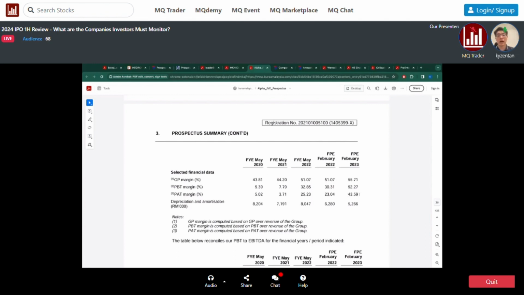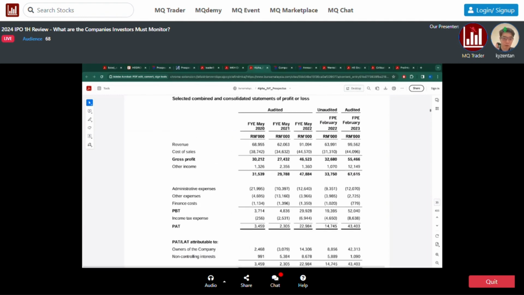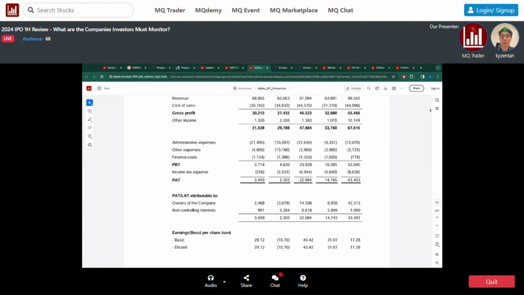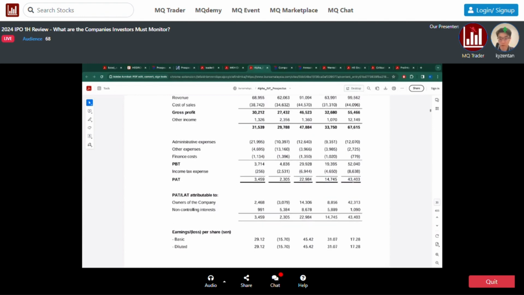But of course, is there any one-off reason causing this? Because they have been doing 25 or 23, so we have to investigate further. That one I'll leave it to you. And I want to raise the attention where you can see that the company is doing 43 million in profit after tax. So for main market, normally the company requires 500 million in market cap post listing.